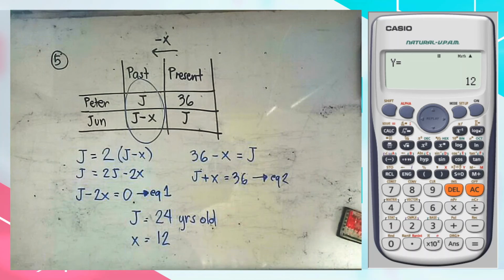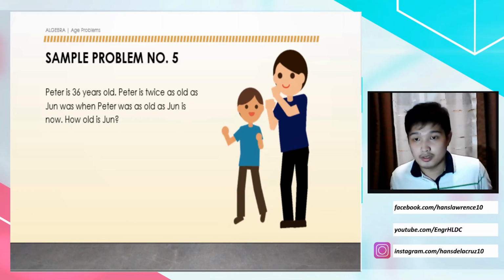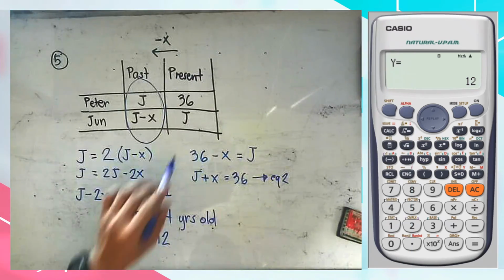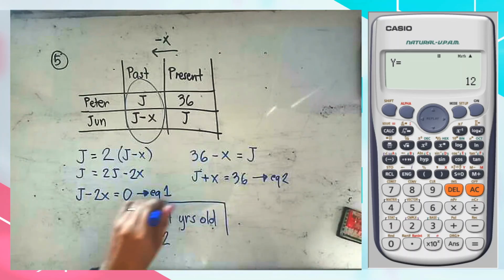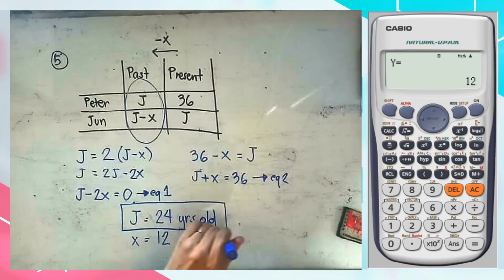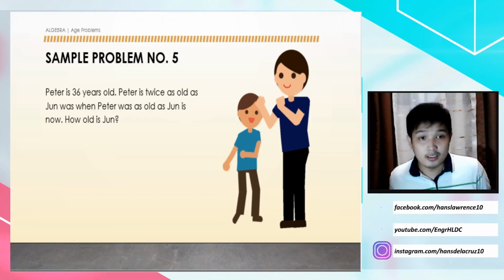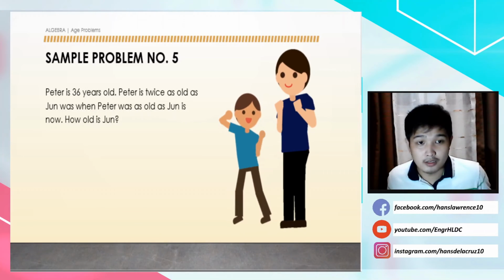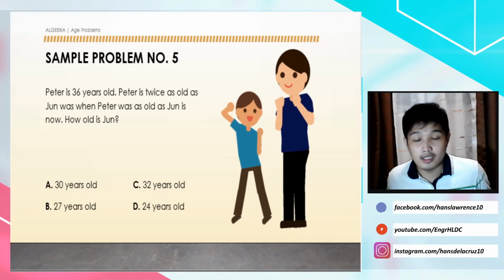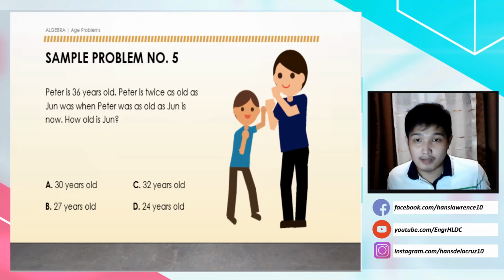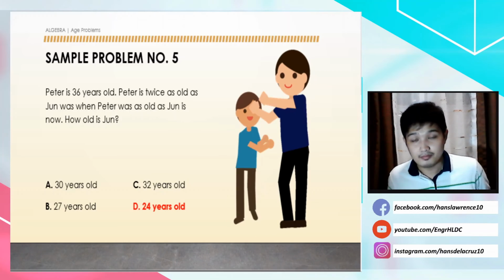So, ano ba yung sinabi sa problem? No, how old is June? So, ibig sabihin, at present, J years old siya. So, therefore, ito na yung sagot, no? Yung age ni June at present is 24 years old. Okay, so, ayan, may choices yan. And then, check natin kung nasa choices. Okay, so, nasa choices yan, no? So, that is letter D. So, check natin kung tama yung sagot natin. Okay, so, correct. Okay, so, ayun, class.